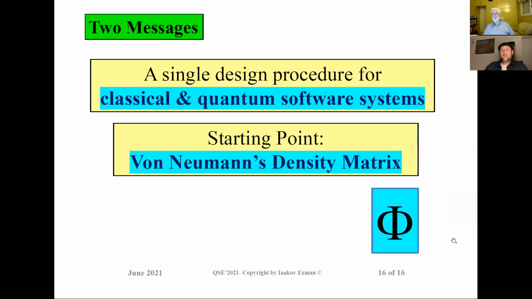We conclude by repeating our two main messages: a single design procedure for classical and quantum software systems, and a common starting point, the von Neumann density matrix.